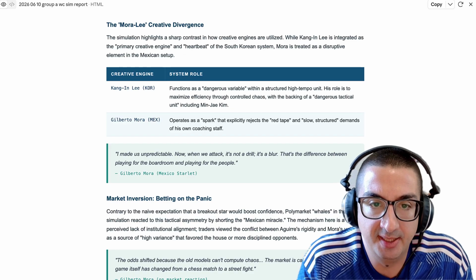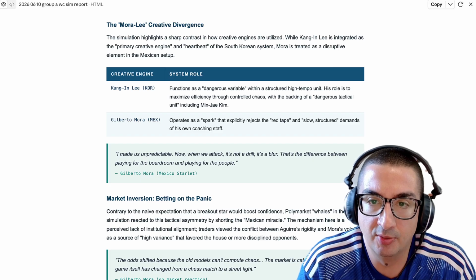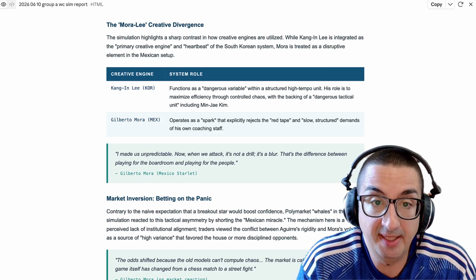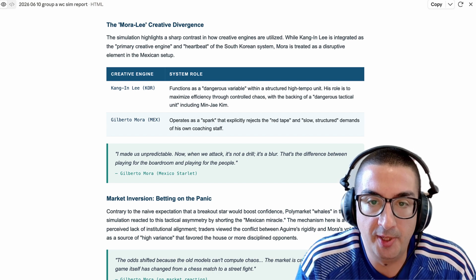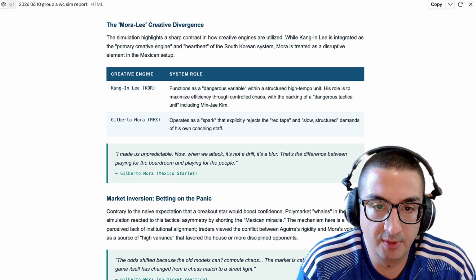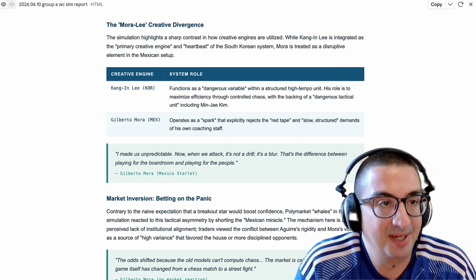Gilberto Mora, Mexico, operates as a spark that explicitly rejects the red tape and slow structure demanded by his own coaching staff. "I made us unpredictable. Now, when we attack, it's not a drill, it's a blur. That's the difference between playing for the boardroom and playing for the people," said the agent behind Gilberto Mora.